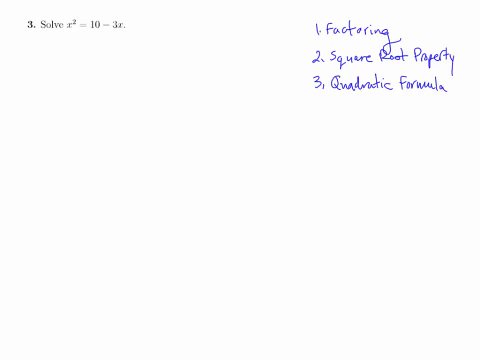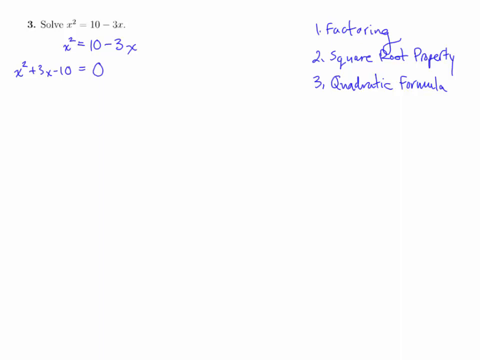So as a very first step, we want to set this equation equal to 0. So I'll start, and I've got x squared equal to 10 minus 3x. In order to set this equal to 0, I'll need to subtract 10 from each side and add 3x to each side. So that will give me x squared plus 3x minus 10 equal to 0.